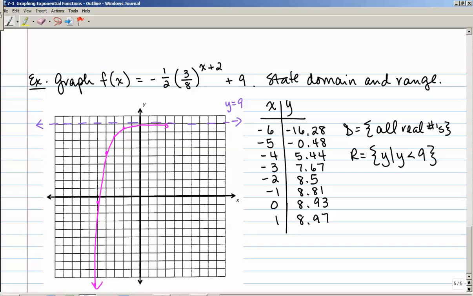So the key to doing this is graph it in your calculator, look at the table, see what values make sense, see if you can figure out what your asymptote is, because you're always going to have one side of the curve that approaches that.